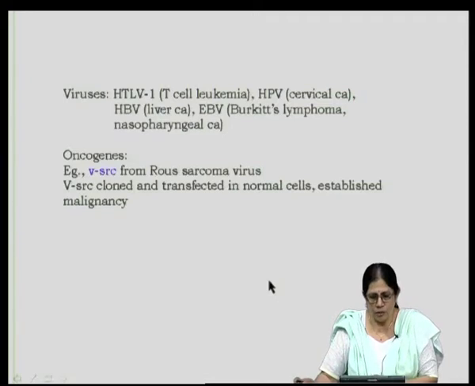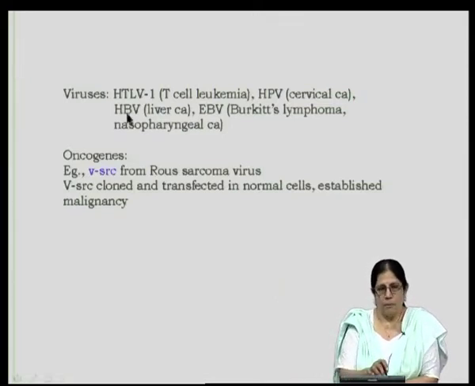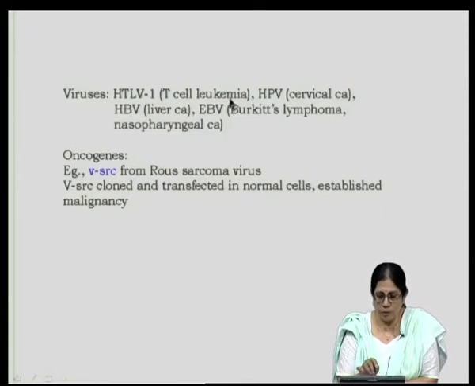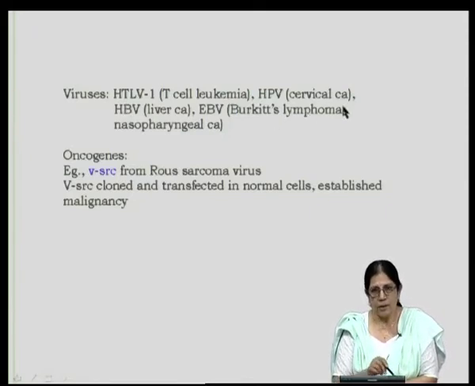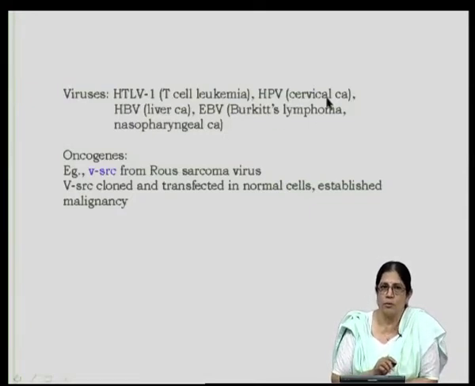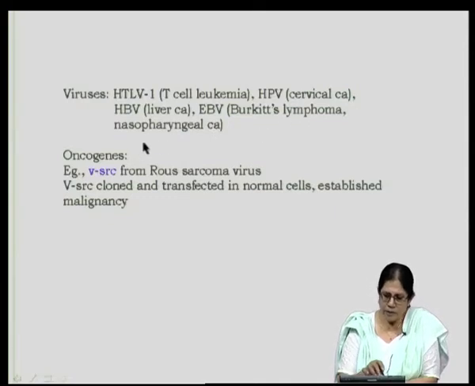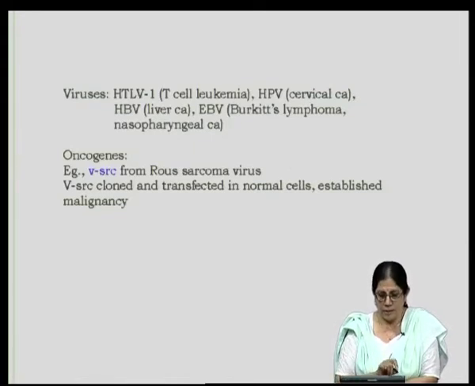There are viruses which are also known to cause cancer. They are not chemical reagents, but they are also cancer causing agents. Examples are HTLV, human T lymphocyte virus, and HPV. Now, HTLV is associated with T cell leukemias, HPV with cervical cancer, and HPV of course has been in the news in the last couple of years, because there are vaccines available now which can control cervical cancers. HBV is associated with liver cancer, EBV with Burkitt's lymphoma as well as nasopharyngeal carcinoma. So, these are viruses which are known to be associated with human leukemias and cancers.